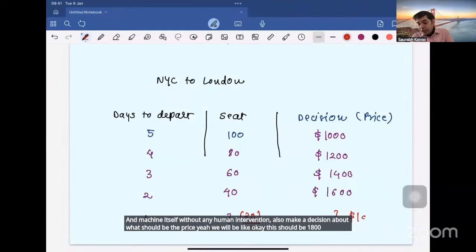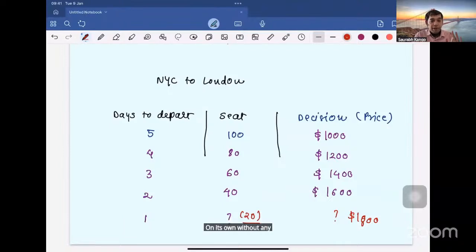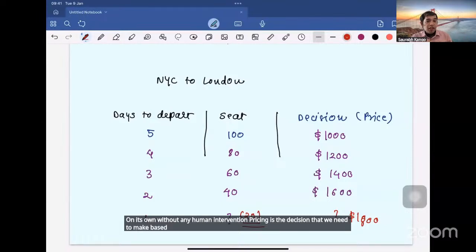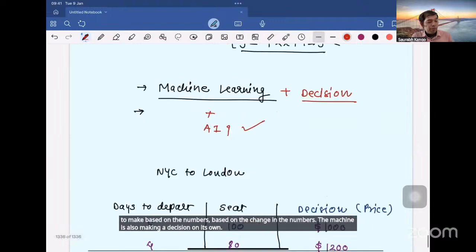Correct? Now, in this case, can I say that the machine is making a decision itself on its own without any human intervention? Pricing is a decision that we need to make based on the numbers, based on the change in the numbers. The machine is also making a decision on its own. This is nothing but your AI.